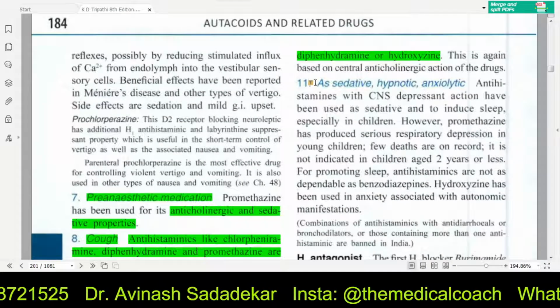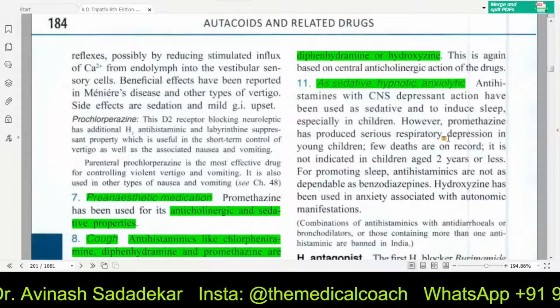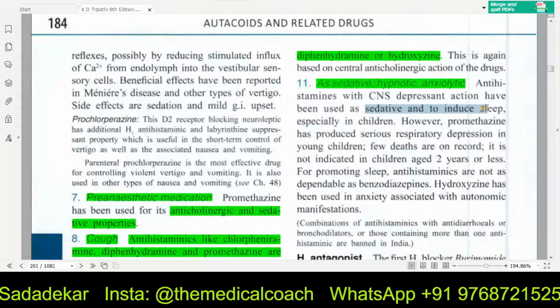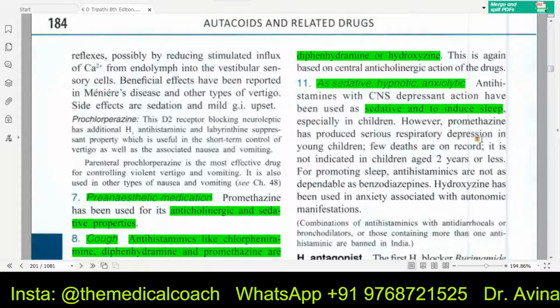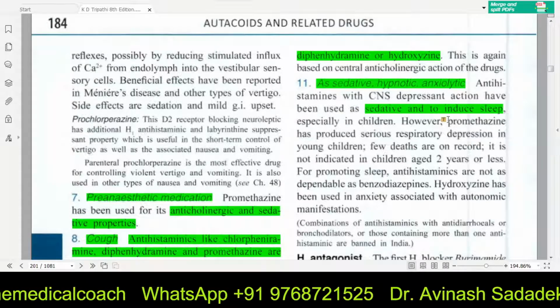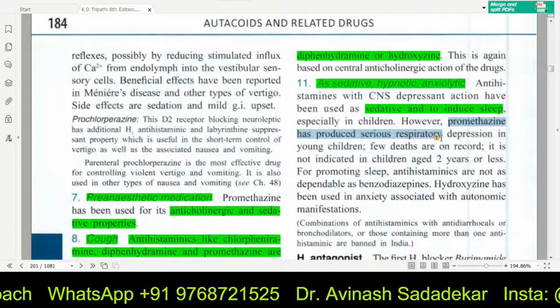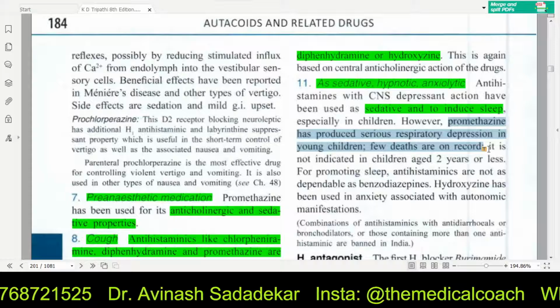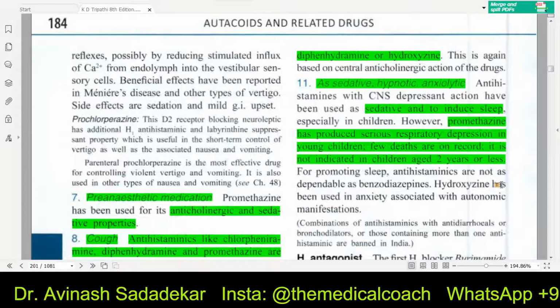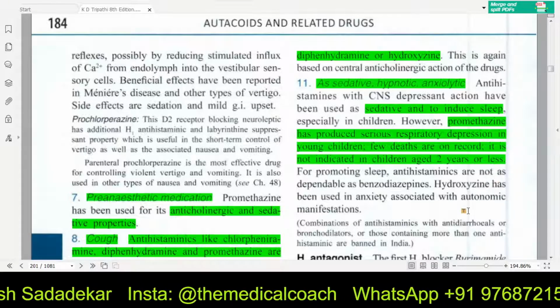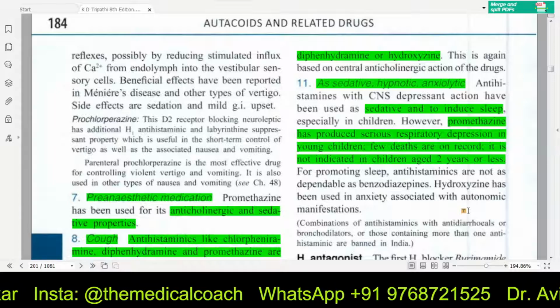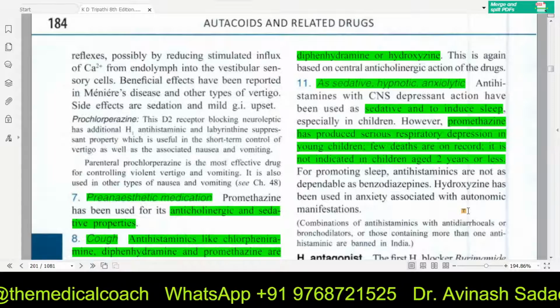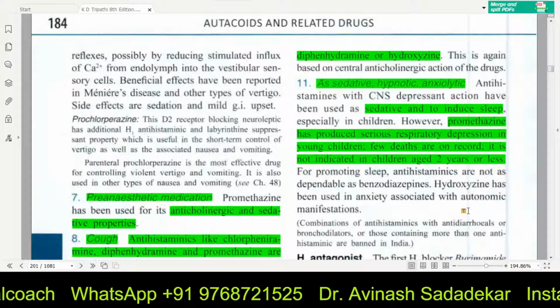And lastly, we can give it as sedative, hypnotic, and anxiolytic because they are sedative and induce sleep, especially in children. We can do that. Problem is promethazine produces serious respiratory depression in children. Even deaths are on record, so you have to be very careful not to give it to any child below 2 years of age. And again, they are not sleeping pills. Benzodiazepine should be the drug of choice.